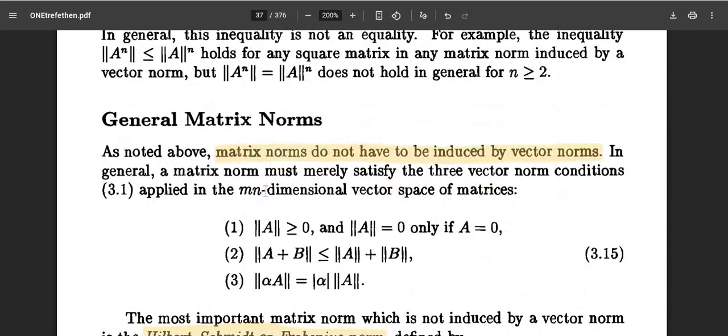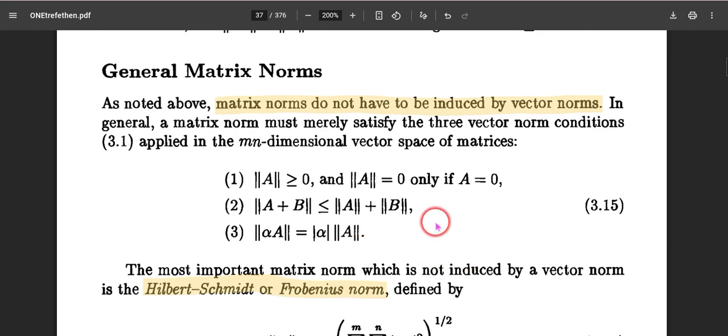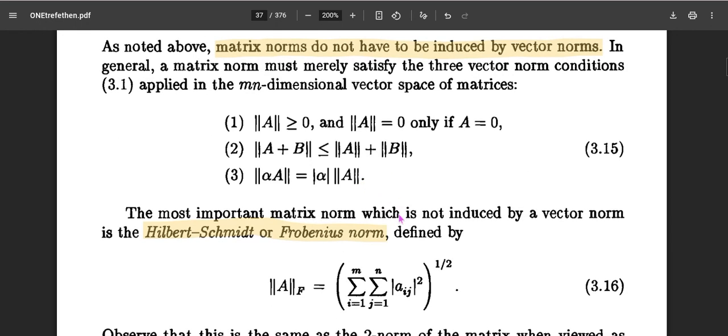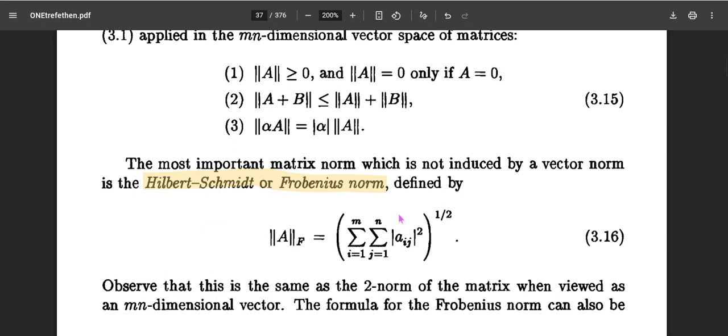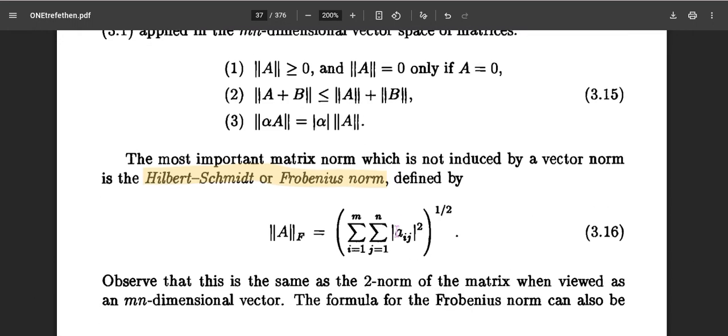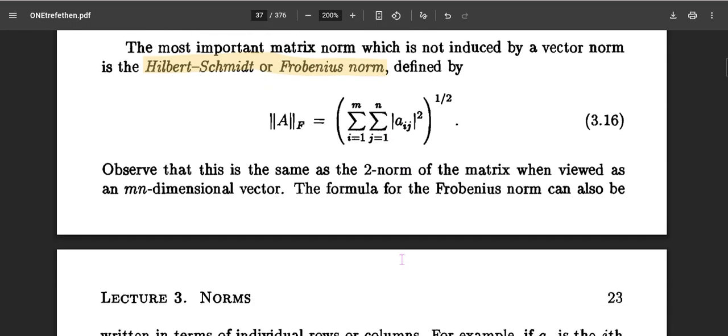Again, a matrix norm does not have to be induced by vector norms. It only has to satisfy three conditions as defined earlier. One is the triangle inequality, same as for vectors. It has to be non-zero only if the matrix is non-zero, and scaling the matrix by alpha also scales the norm. Based on this concept, we can define the Frobenius norm. It is the same as unraveling the elements into mn values and applying a Euclidean norm, and that is defined as the Frobenius norm.